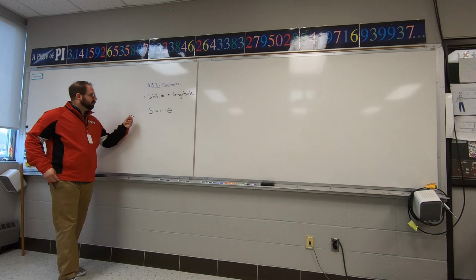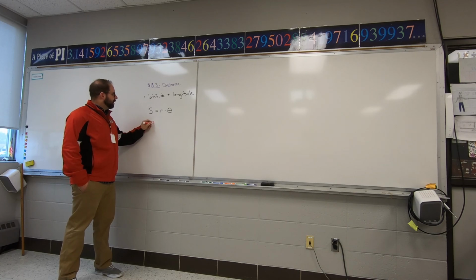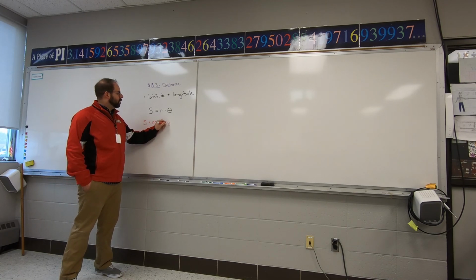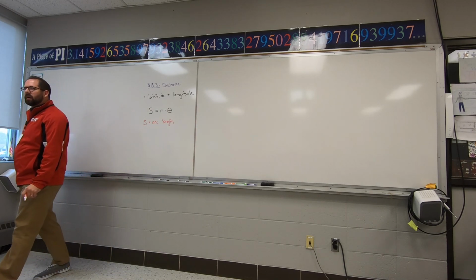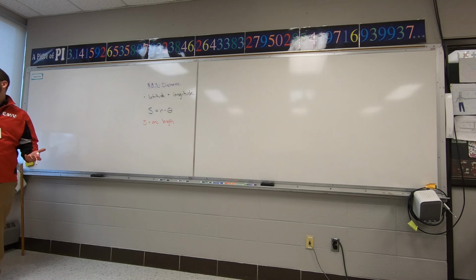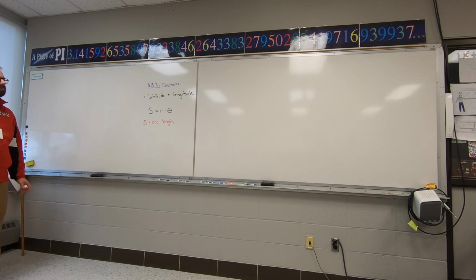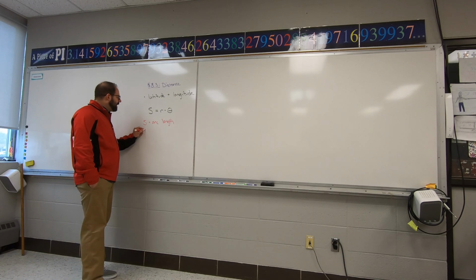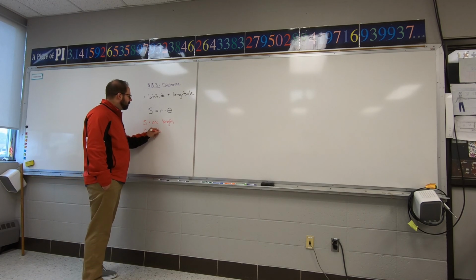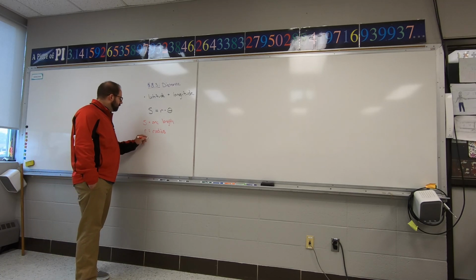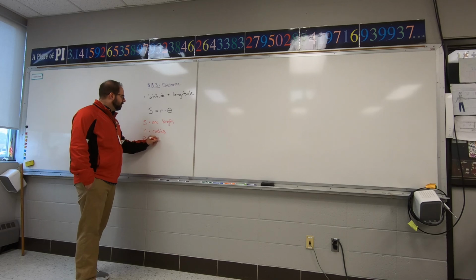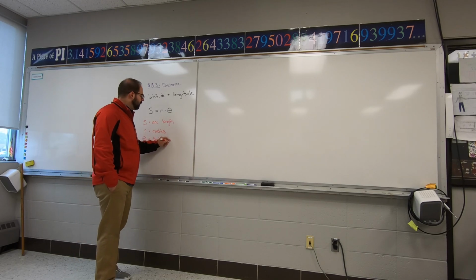Now, S stands for arc length. It's the distance on a curved path. Well, that makes sense. The globe isn't quite spherical, but it's really close. But you're traveling on a circular path, so you have to follow that pattern. R stands for the radius of your circle. And then your theta, your angle, is the angle that you're going at.